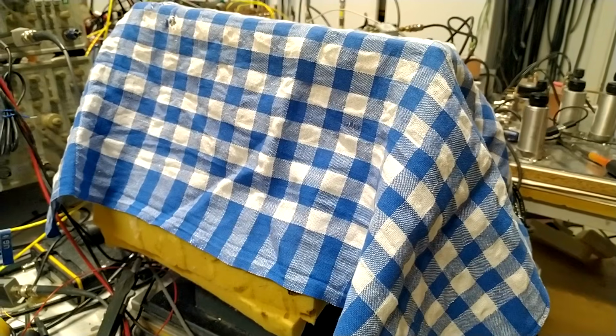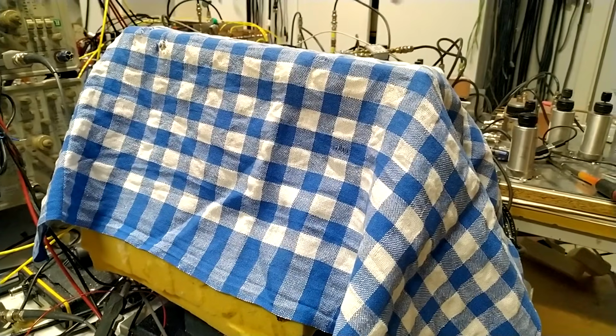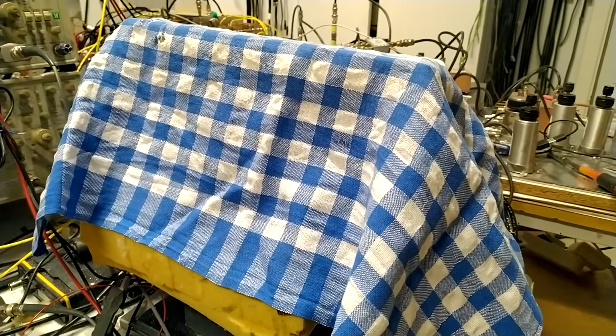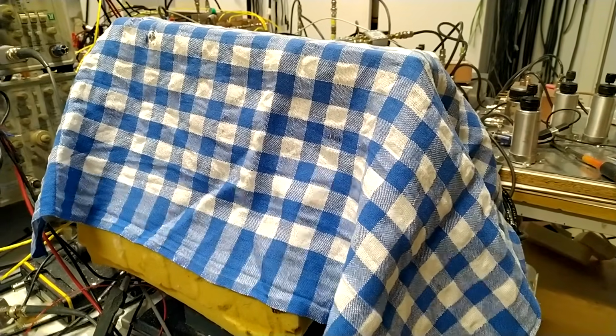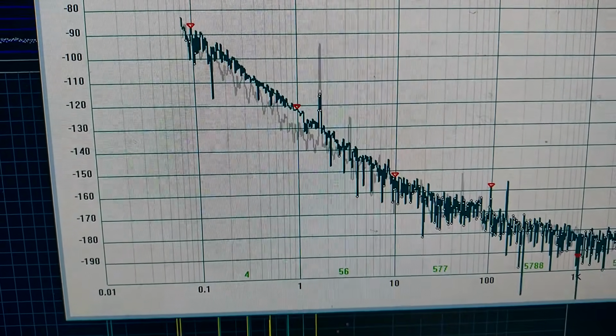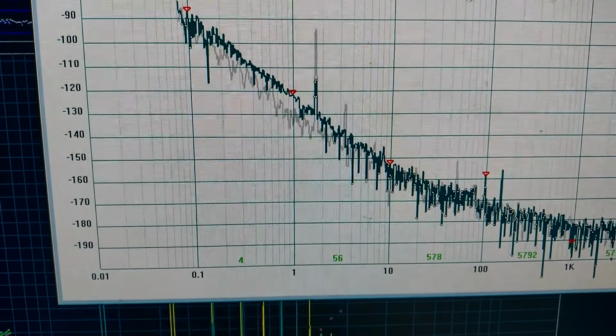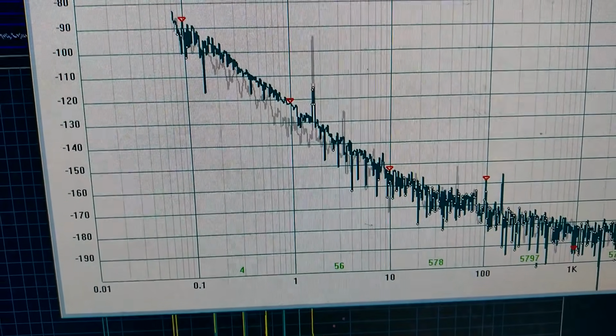I have placed the box in the optimum position that I learned before and placed the textile on top. And now I'm measuring phase noise. And fine, it is not good at all. Minus 121 at 1 Hertz.